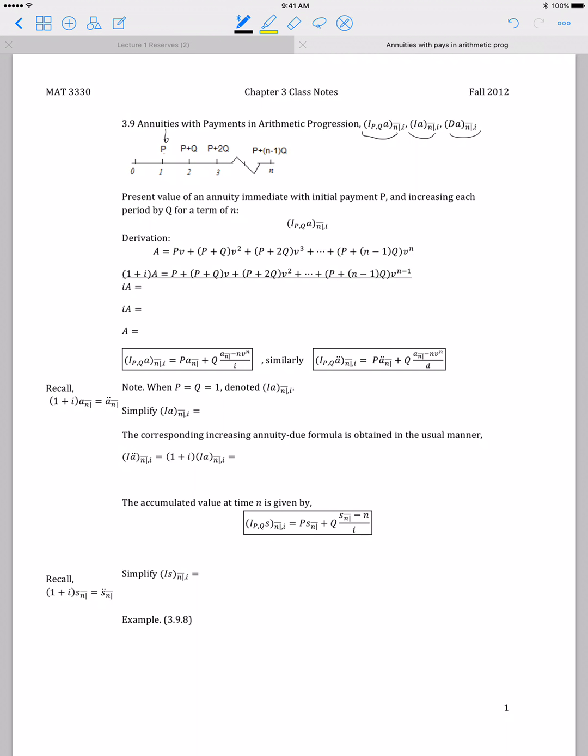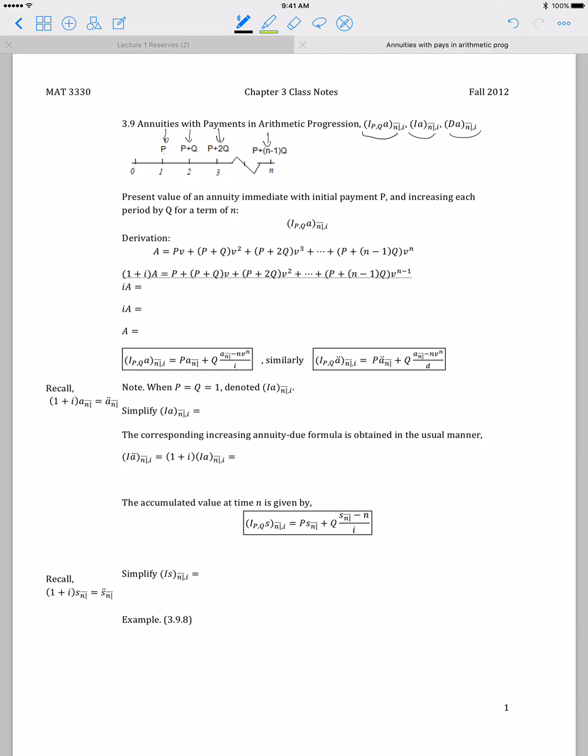So our first payment is going to be P at time 1. We're going to increase it by an amount Q. So our second payment will be P plus Q at time 2. And each subsequent payment we're going to increase by Q as well. So there are our n payments on the timeline.